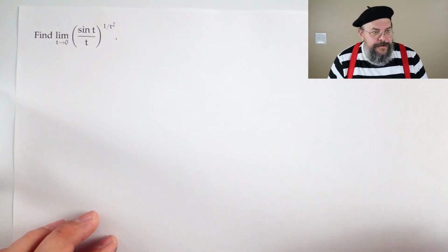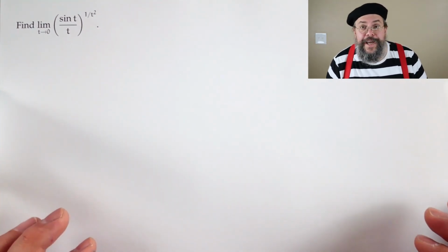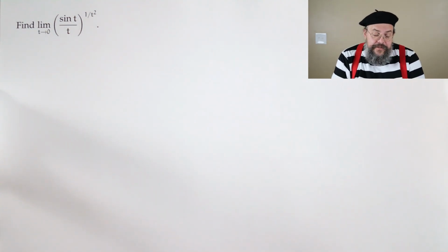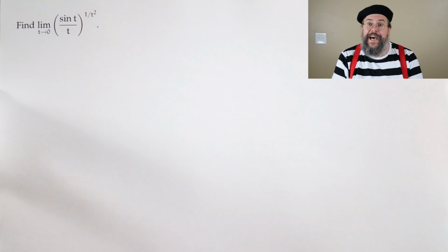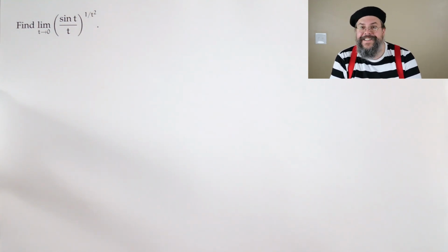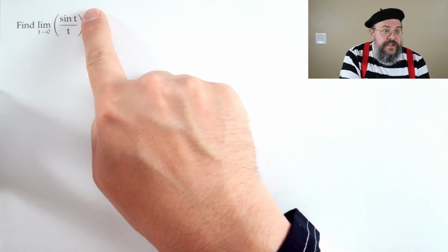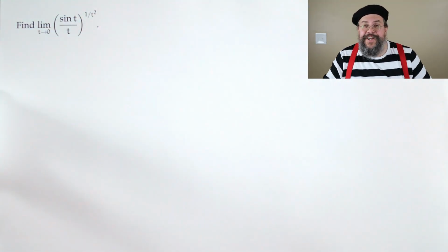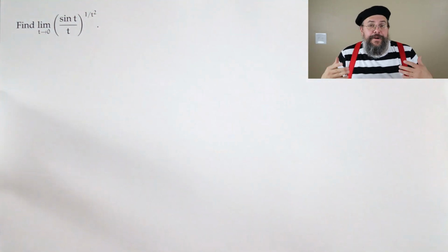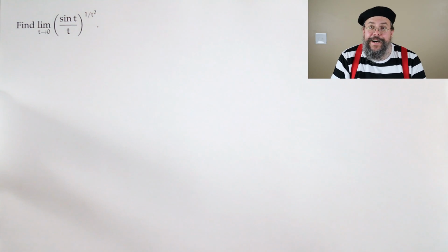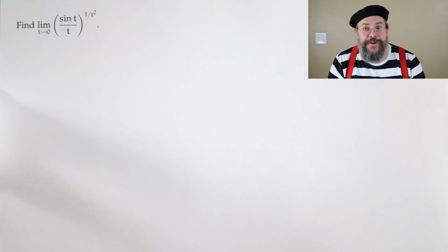This one looks good. This one looks great. Find the limit, as t goes to 0, of sine of t over t, and all of that is to the power of 1 over t squared. Wow! That's crazy. See, we've talked about this limit before, sine t over t. Of course, now, with L'Hopital, that one's easy. But now we have this extra 1 over t squared floating around upstairs. So let's look forward to the fun.